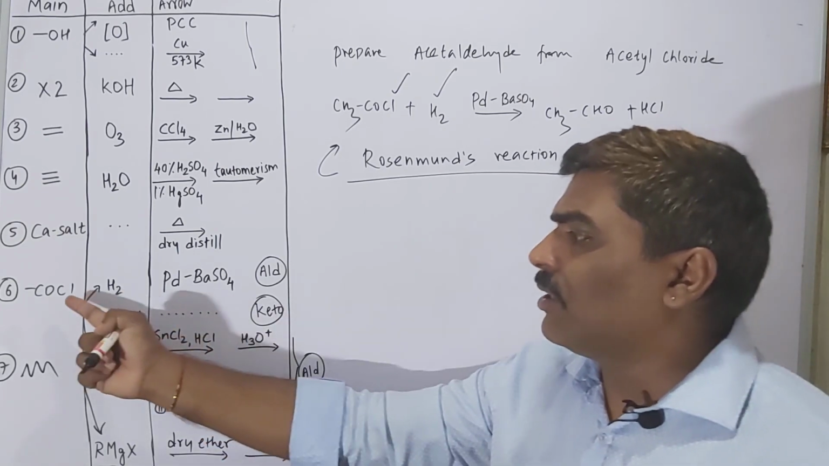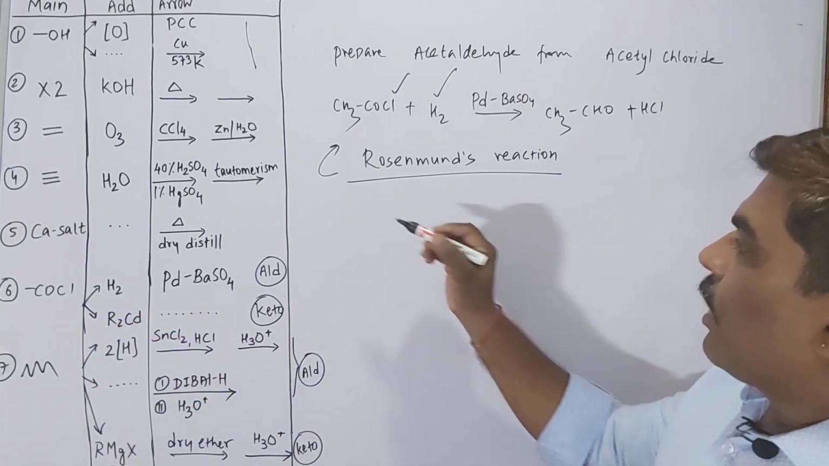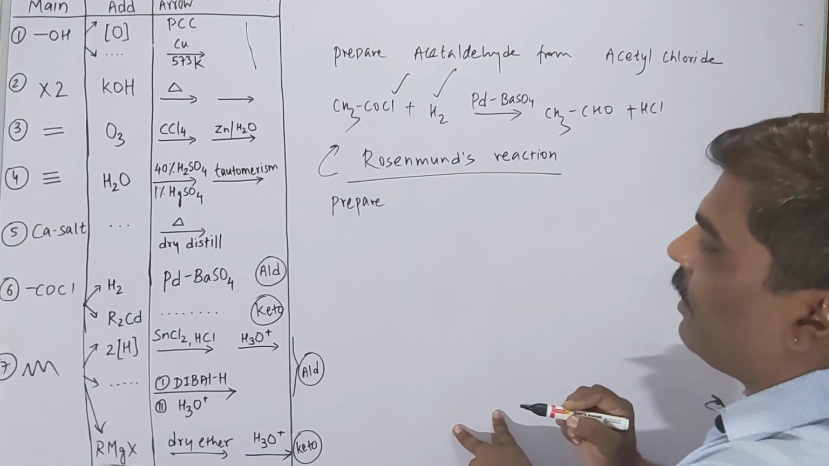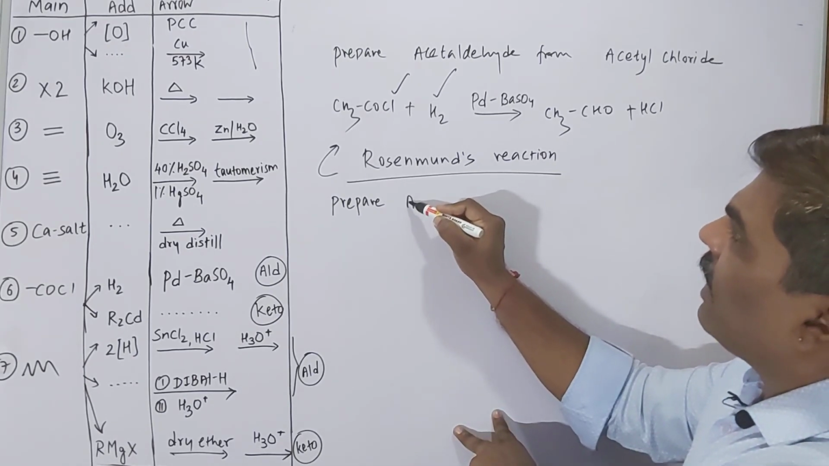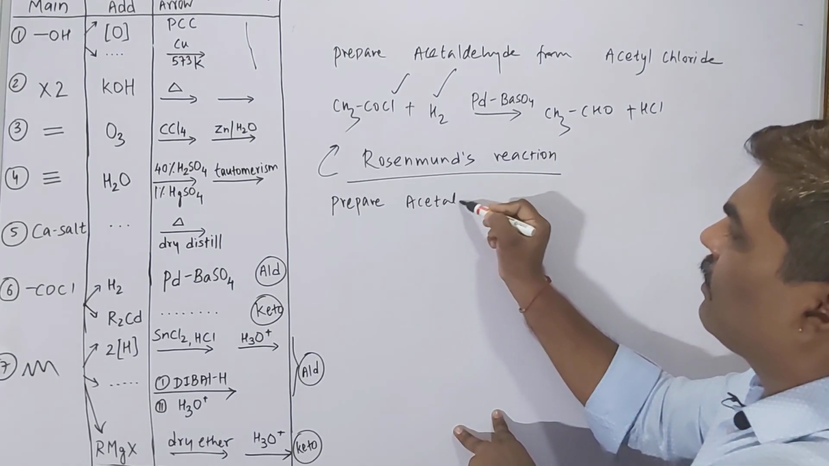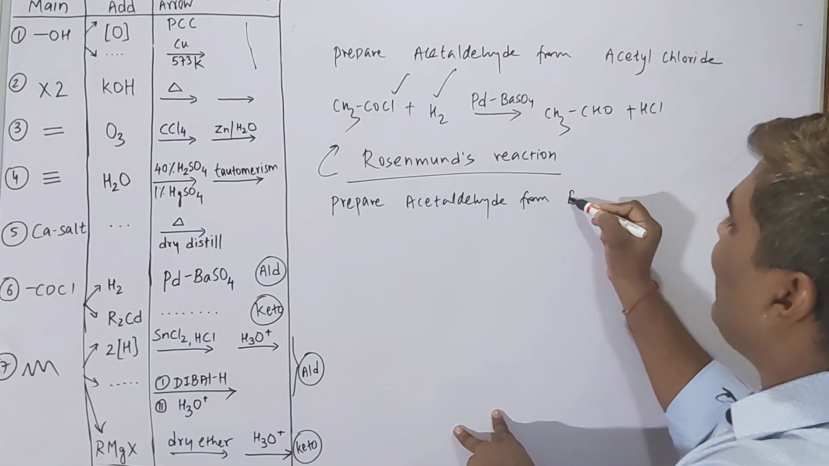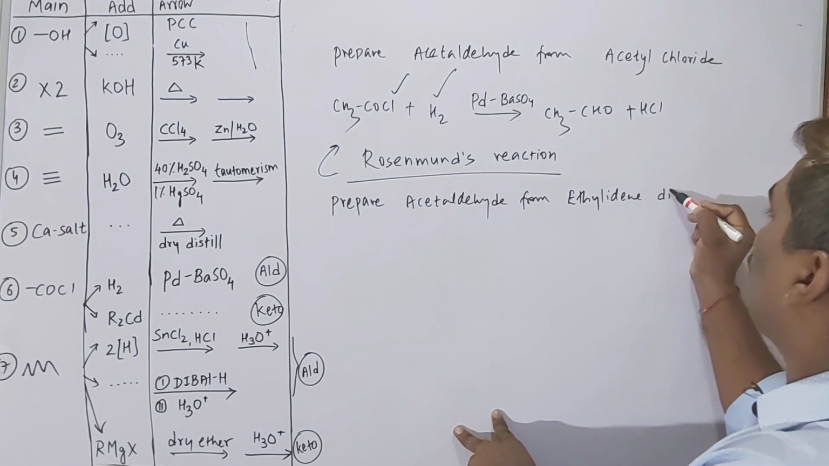It is like we saw this COCl, even we got here cyanide in this. Okay, we'll go for a new question here. Suppose this time we again want to prepare acetaldehyde, and from ethylene dichloride.